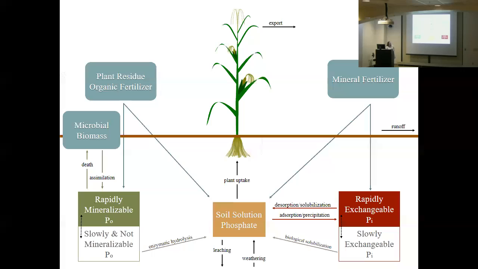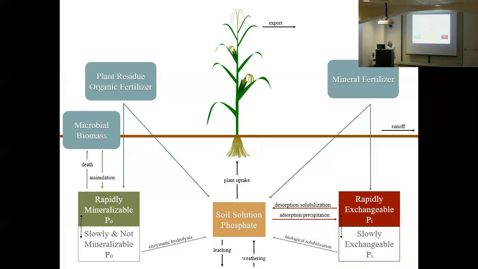So plants take up phosphate only from the soil solution phosphate pool. Global studies have found that that pool is often at a modal concentration of 8 micromolar of phosphorus, and they have very rarely found soil solution phosphate pools greater than 10 micromolar.